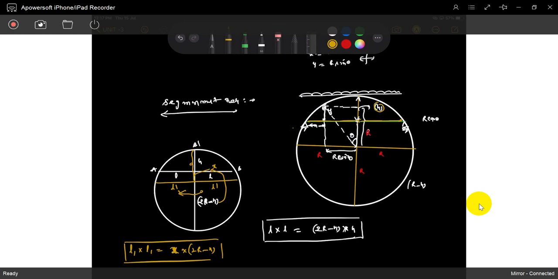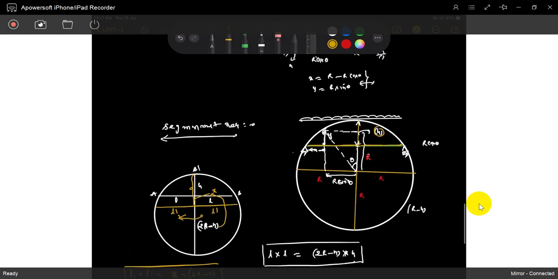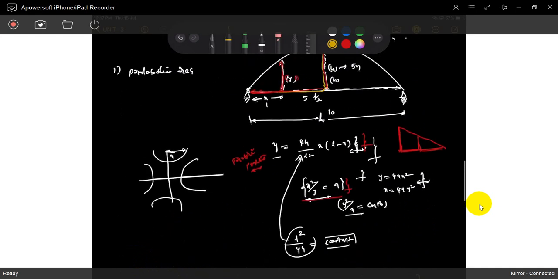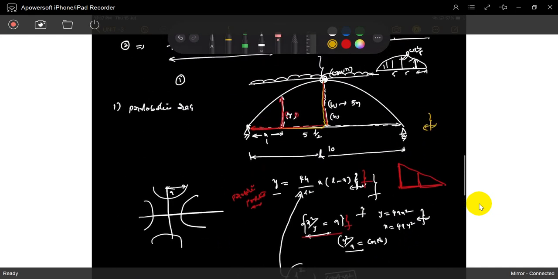These are all mathematics, not directly related. I am just giving the equations we are going to use in the next 2-3 classes. This is the segment arch. You can easily find the X, Y values. How can you find them? We will see later. This is a circular arch. How can you find X and Y, and what is the property of the circle? And this is a parabolic arch. How can you find this? Okay.